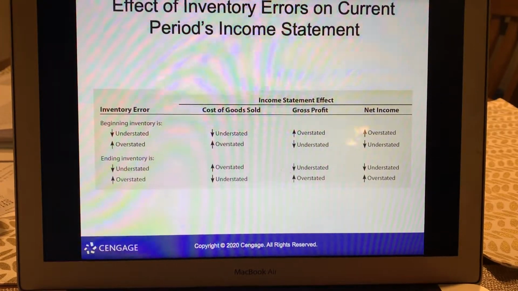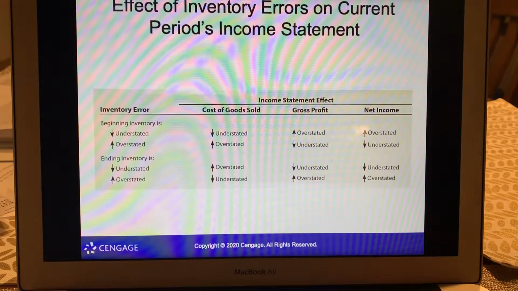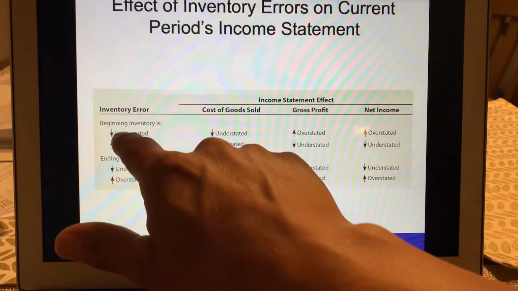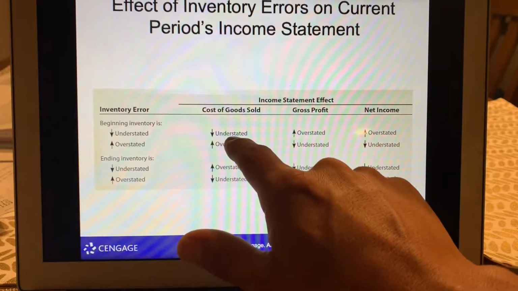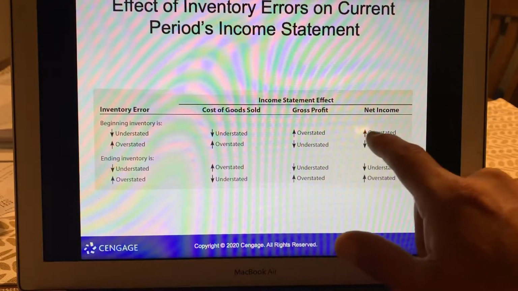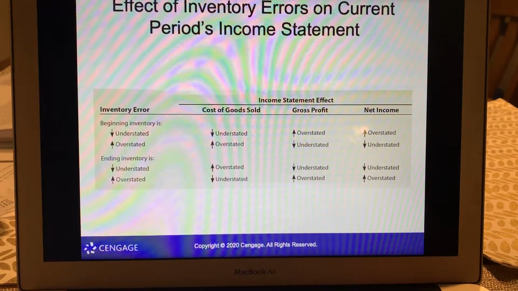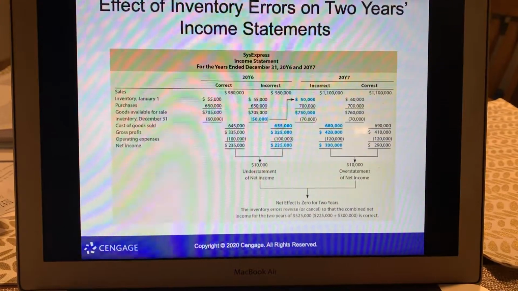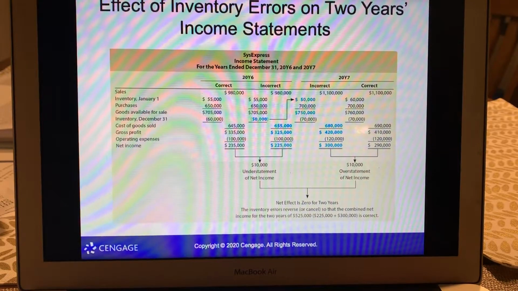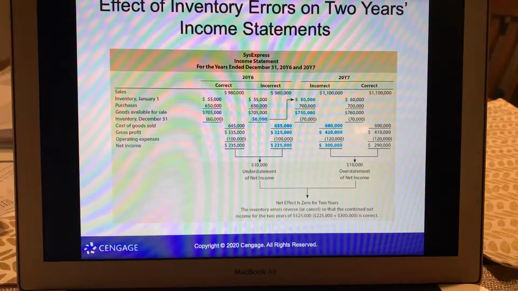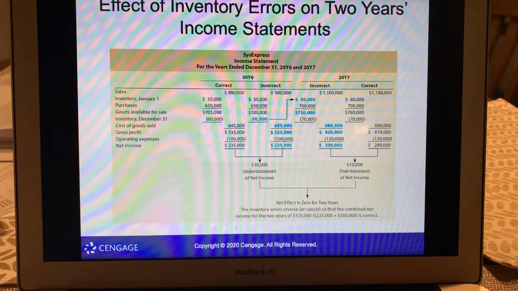So these are the effects. Beginning inventory, go ahead and go through those. If beginning inventory is understated, cost of goods is understated, gross profit is overstated, net income is overstated. So take a look at those in your book as well. Effects of inventory errors to your income statement. So if it's low, the next year will be high. If it's high, the next year will be low. That's in essence what this is talking about.